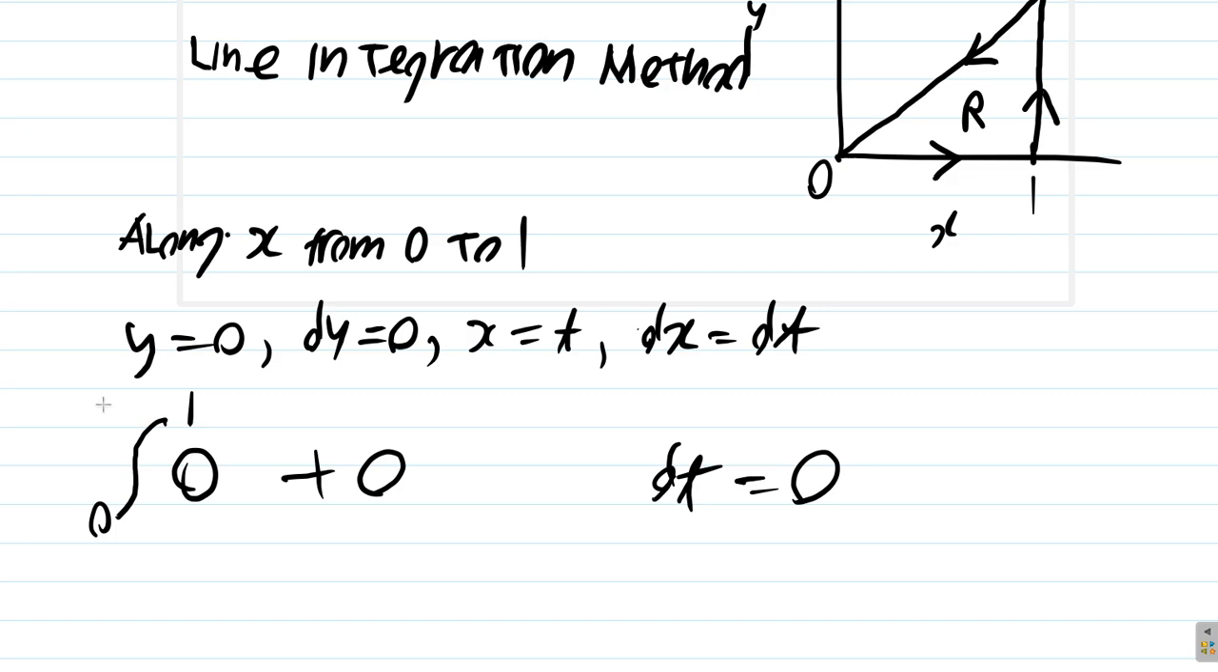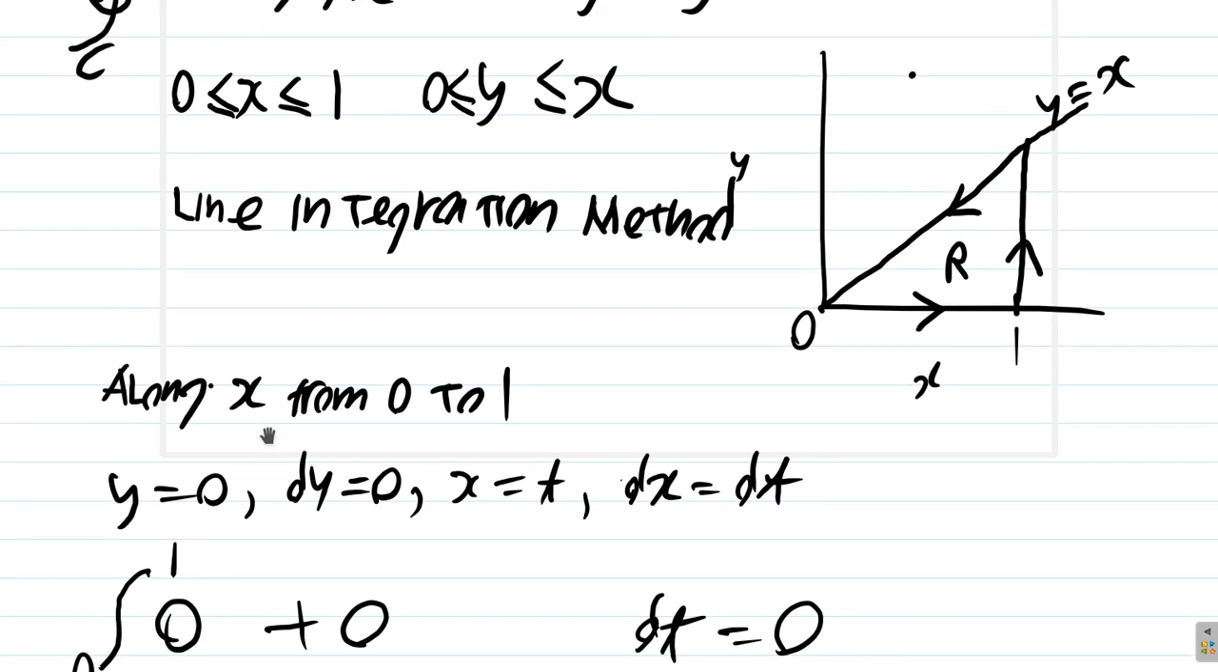Now, the next thing here is that we're going to go from 0 to, what would it be? If y is equal to x, and x is 0, then y is 0 here too. And x is 1, then y would be 1 here too. Right?